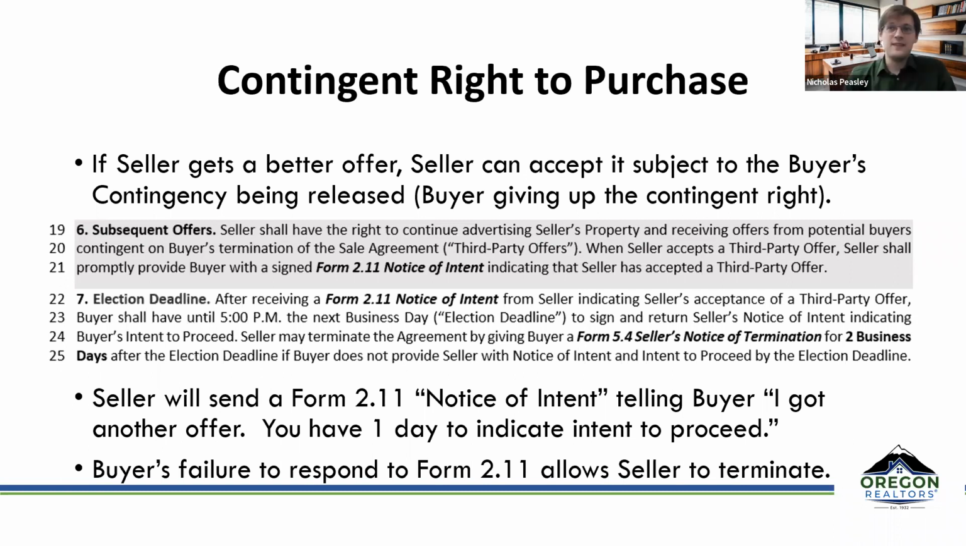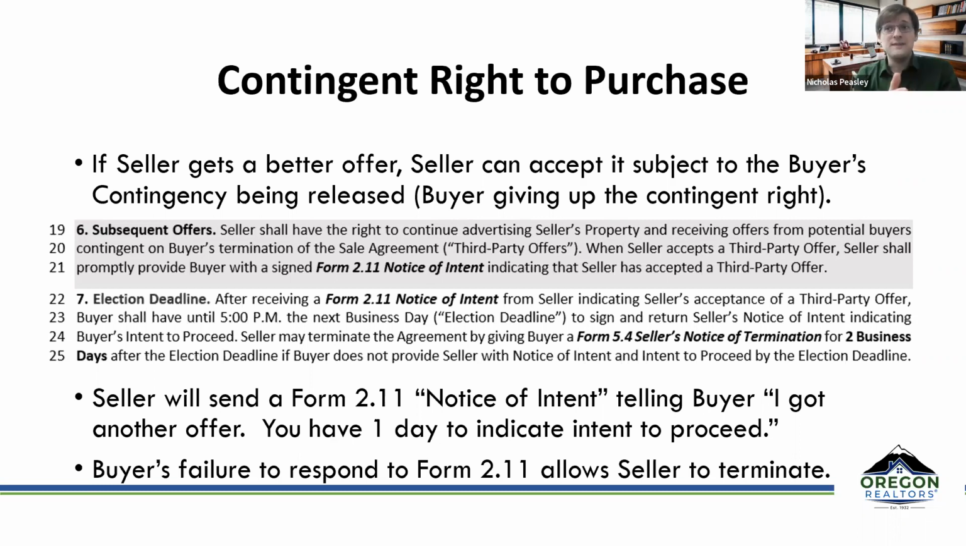After receiving, if they get a third-party offer, they are supposed to promptly notify buyer with a Form 2.11 Notice of Intent. We'll get to the Notice of Intent. That indicates that seller has accepted a third-party offer. They got a better offer. They got another offer. It's wonderful. The seller is so happy. They send this Notice of Intent. The election deadline then begins.